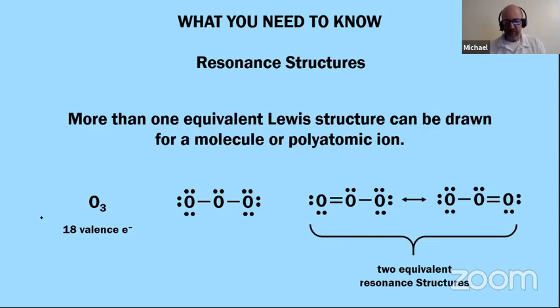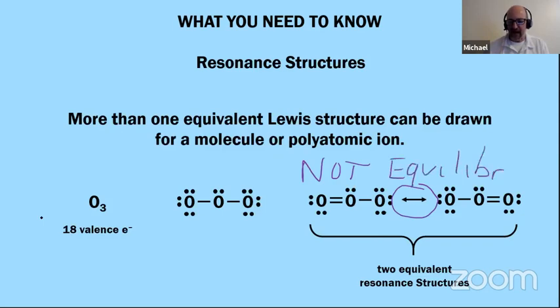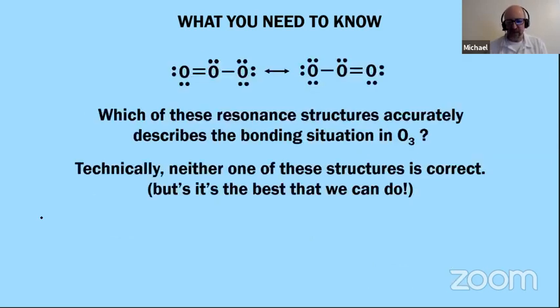Now I want to caution you that you might be confused a little bit by this arrow right here. This is just a convention that we use in chemistry to indicate resonance structures, but this is not an equilibrium. So we are not saying that the ozone molecule rapidly vibrates back and forth between these two structures. Essentially, what it comes down to is this. You have two structures. Which of these resonance structures accurately describes the bonding situation in ozone? Technically, neither one of these structures is correct, but it's the best we can do.